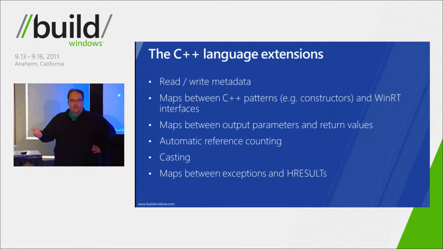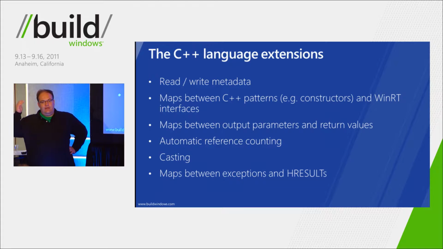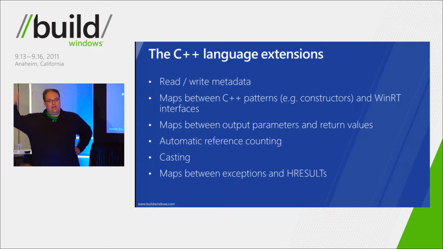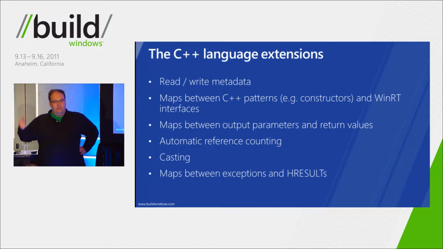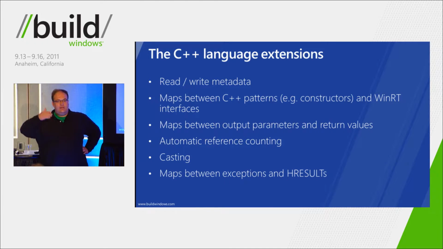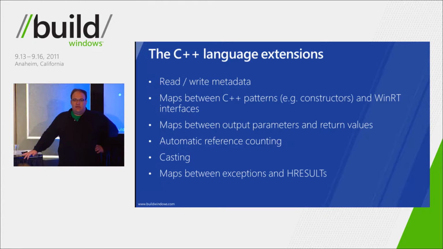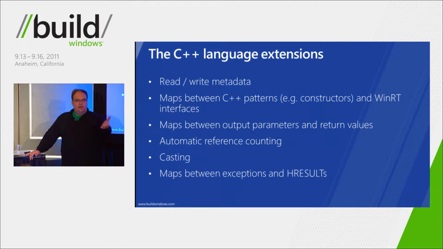We provide automatic reference counting. Every object inside WinRT is a ref-counted object, so we have the ability to provide automatic ref counting through the hat syntax, and I'm going to go into that in a little detail later. We provide casting so that you can have a hat to base and assign that to a hat to derived, or you can use a static cast, dynamic cast, safe cast to cast between various objects inside your hierarchy. And then the last thing we do is to map exceptions to HRESULTs, so that if you throw an exception, we catch it, we return it to an HRESULT. If somebody gives you a bad HRESULT, we catch that and throw it as an exception.